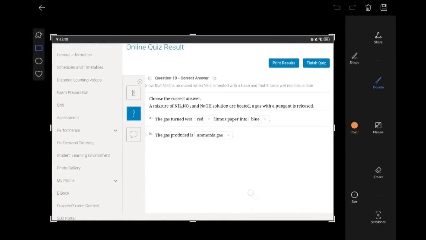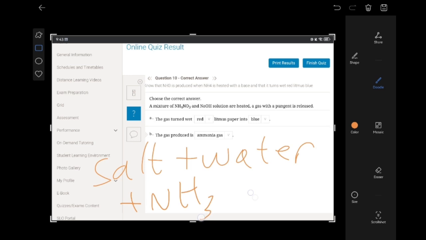So you're mixing an ammonium salt with a base. What do you get? You get a salt. I'm not going to complicate it too much. You get a salt plus water plus NH3 gas, or ammonia gas. Remember the difference between ammonium and ammonia. Ammonium is NH4+ and ammonia is just the gas.